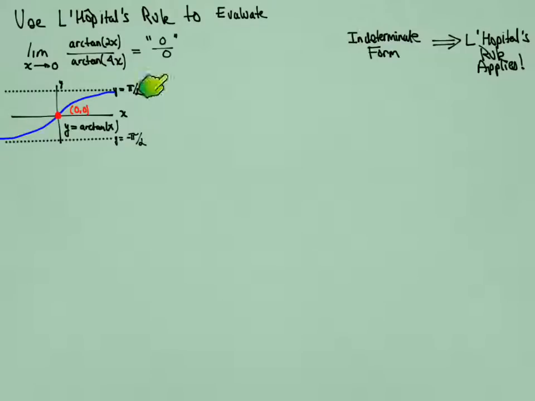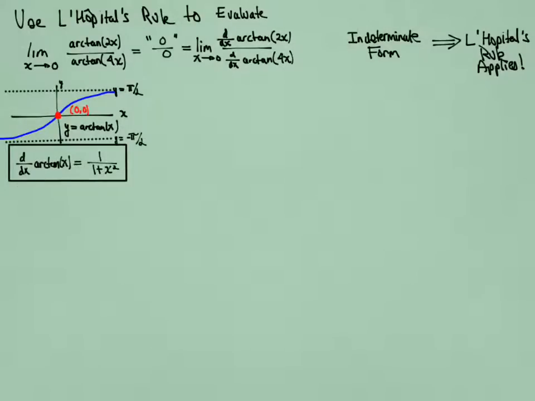In this case, I'm seeing 0 over 0, so L'Hopital's rule applies, and I should take the limit, and I should compare the derivatives of these two functions. I'll take the derivative of the numerator and the derivative of the denominator. Let's just quickly review what the derivative of the arctangent function is. Derivative of arctangent of x is 1 over 1 plus x squared. I'm going to be applying it in each case with the chain rule.